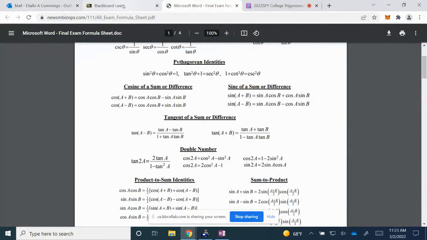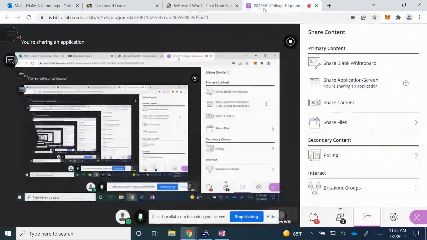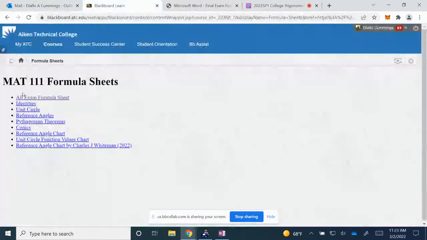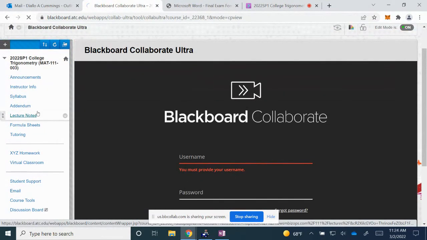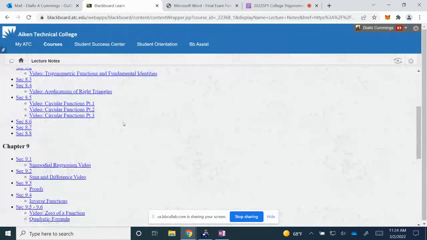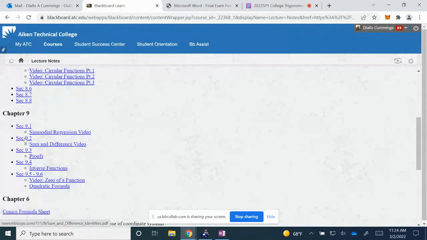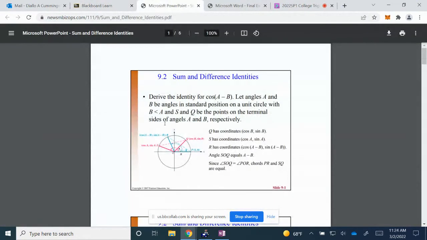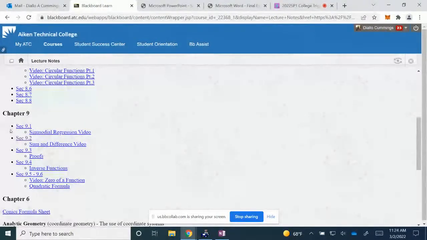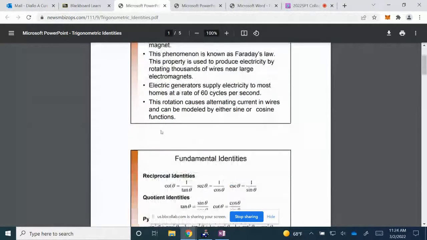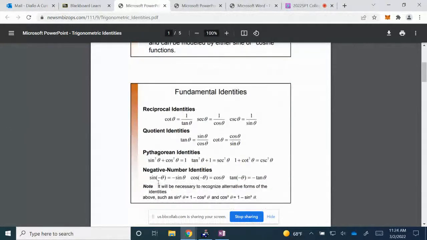Unfortunately, the only place the negative number identities can be found is, I believe, in the lecture notes. I believe it was 9.2. No, I'm sorry, it was 9.1. Notice we have the negative number identities.